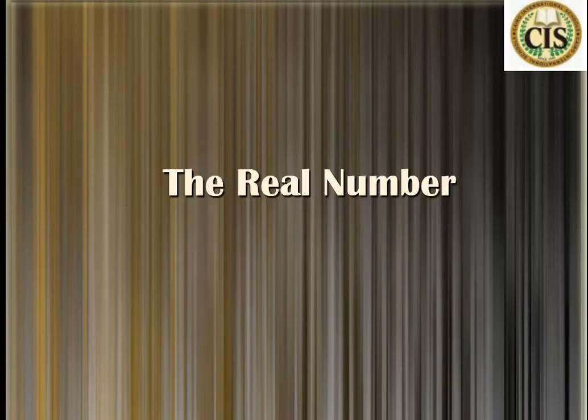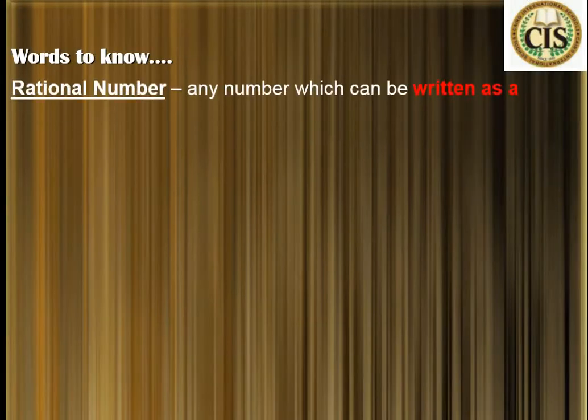Our lesson today is the real numbers. We know a rational number is any number which can be written as a fraction in the form A over B, and B doesn't equal 0, like 0.3 and 1 over 4 and 1 or negative 1. Any number we can put in the form A over B, where the denominator doesn't equal 0.